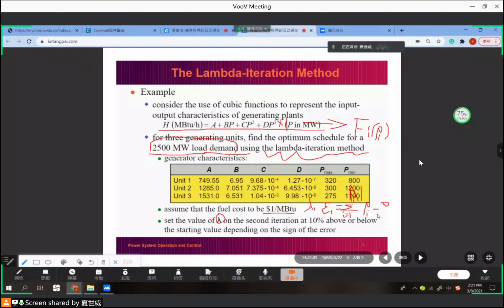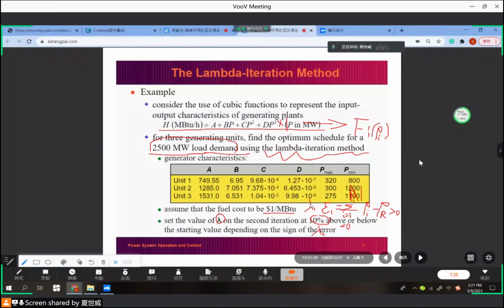Sigma Pi minus the total load gives the error. If this error is positive, that means the total generation is too large. You should decrease the lambda by 10%. If the error is negative, that means smaller than 0, that means you should increase the Pi. So you should increase lambda by 10%. Okay, this is for lambda 2. How to calculate or update the value for lambda 2.